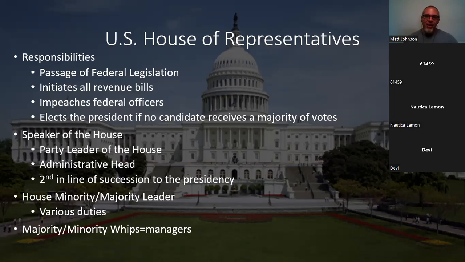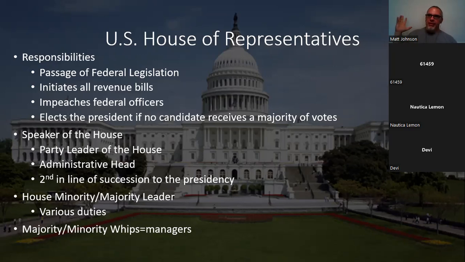And finally, a very interesting responsibility for the House of Representatives. They elect the president if no candidate receives a majority of votes. So, mention the Electoral College and electoral votes. I'll talk about that when we get to the president tomorrow. But to become president of the United States, you need 270 electoral votes. And we'll talk about how that's calculated. But 270 votes.